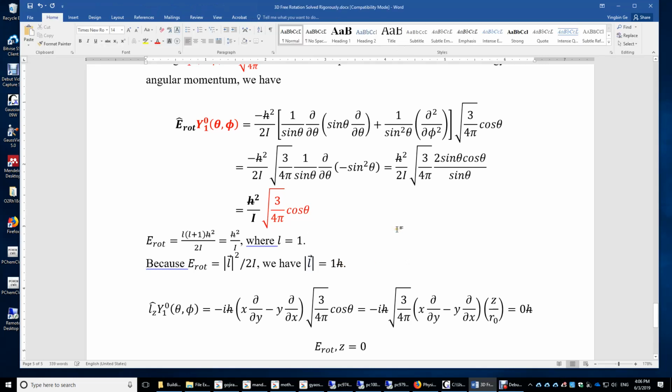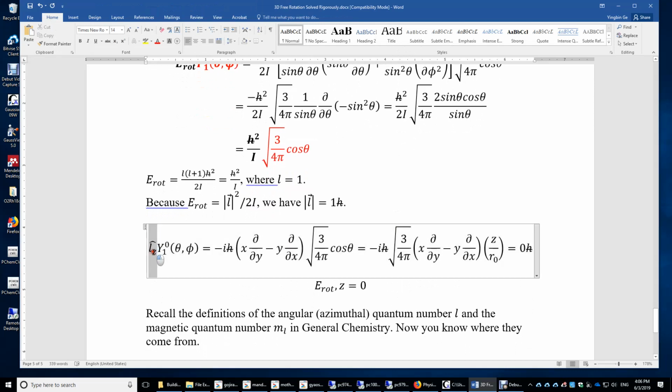Now let's look at the z component. So we apply the operator of the angular momentum in the z direction to the wave function. So what is this operator? In short, it's the x position operator times the p_y operator minus the y position operator times the p_x operator, in which p_x and p_y are the momentum operators in the x and y directions. And then we apply this operator to the wave function here. The result is 0 h bar.